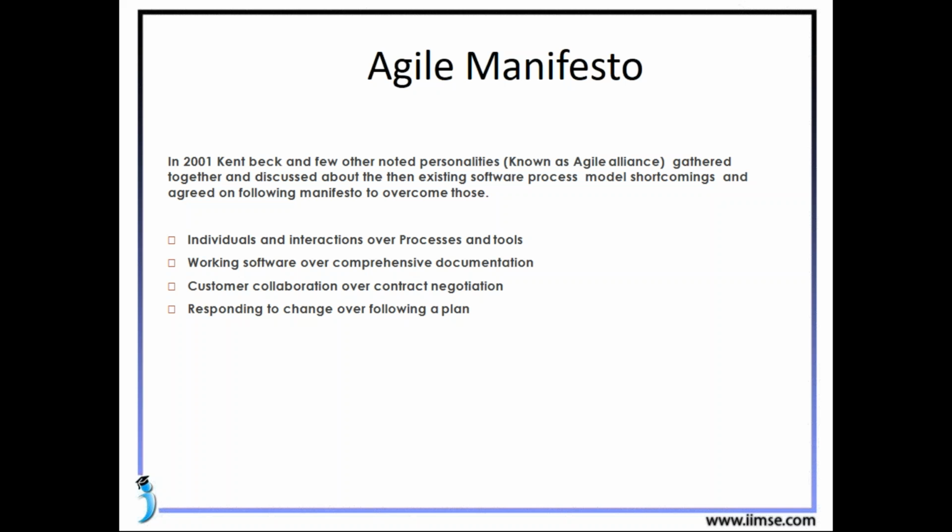The last one was the biggest thing, which in fact was the need of that time. That is, responding to change over following a plan. The thing is, there is a plan, you have made that, but what about the change? If the software is not working perfectly fine, or something new has come up, a new trend has come up in the market, can't we change our plan a little bit so that we are responsive to the customer as well as to the industry?